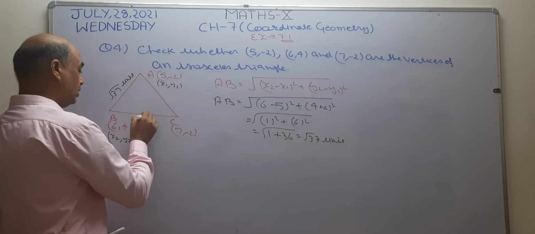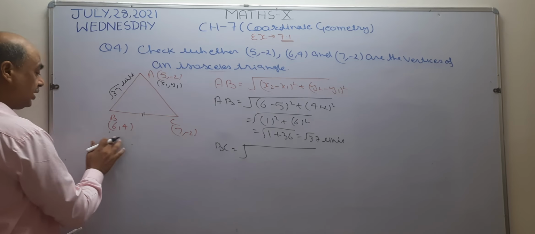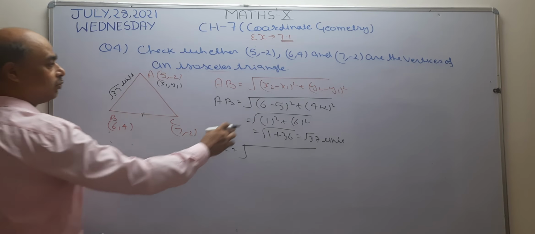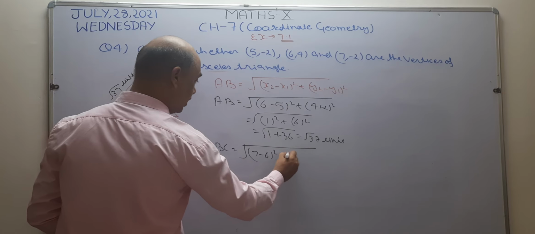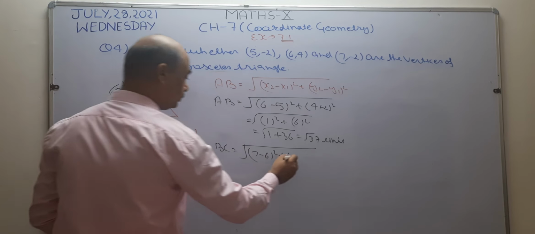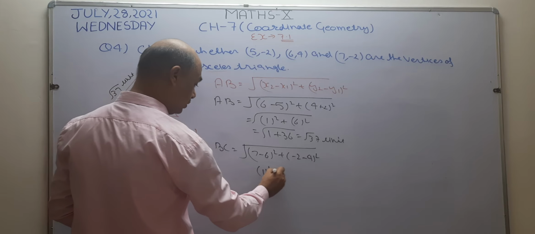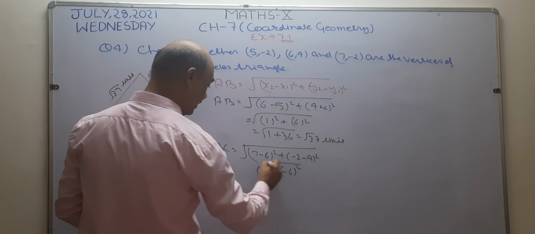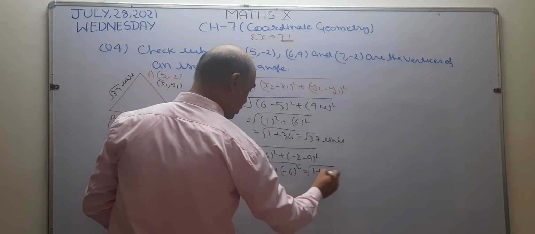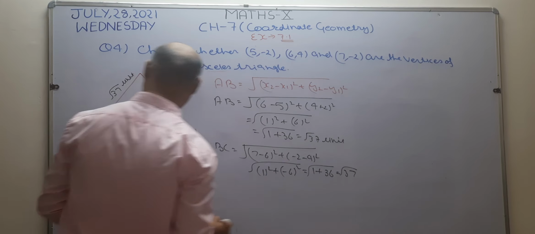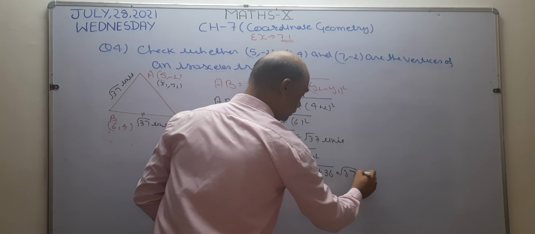Okay, now I want to find the length of BC by using the distance formula again. Now this becomes x1, y1 and this becomes x2, y2. The formula says x2 minus x1, so 7 minus 6, and its square, plus y2 minus y1, which is minus 4 minus 2 minus minus plus. So this becomes 7 minus 6 is 1, and minus minus plus gives 6. The square of 1 is 1, the square of 6 is 36, so this becomes root 37 again. So the value of BC is root 37 units.